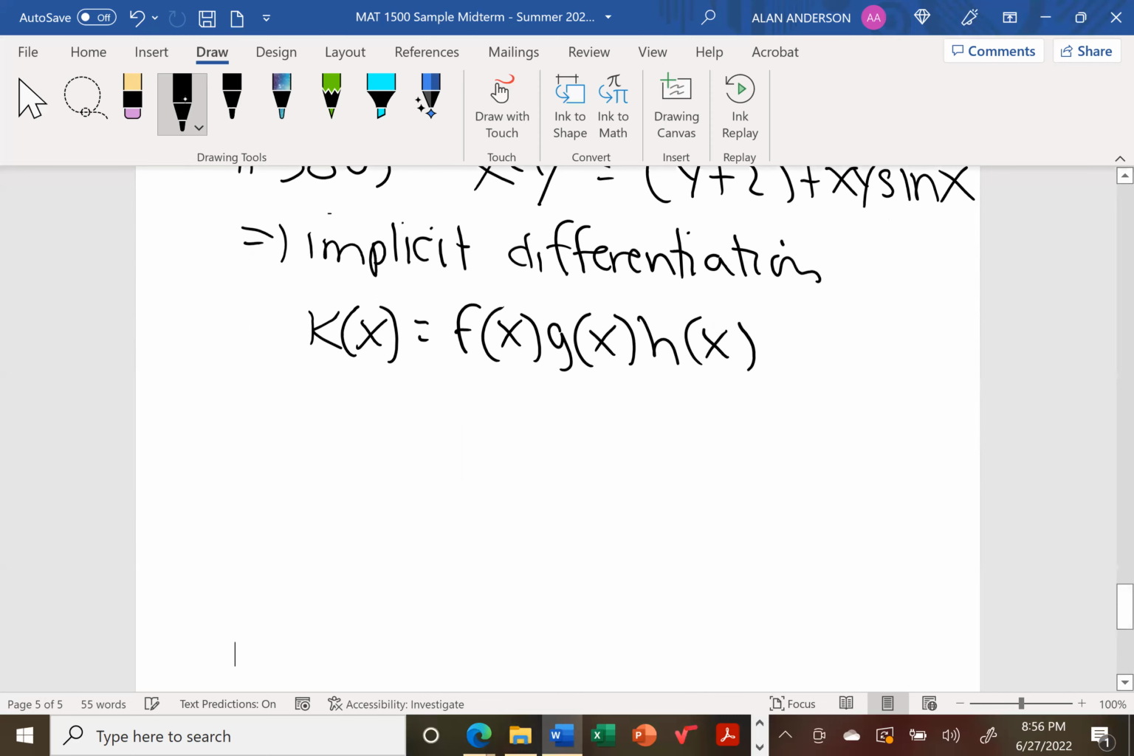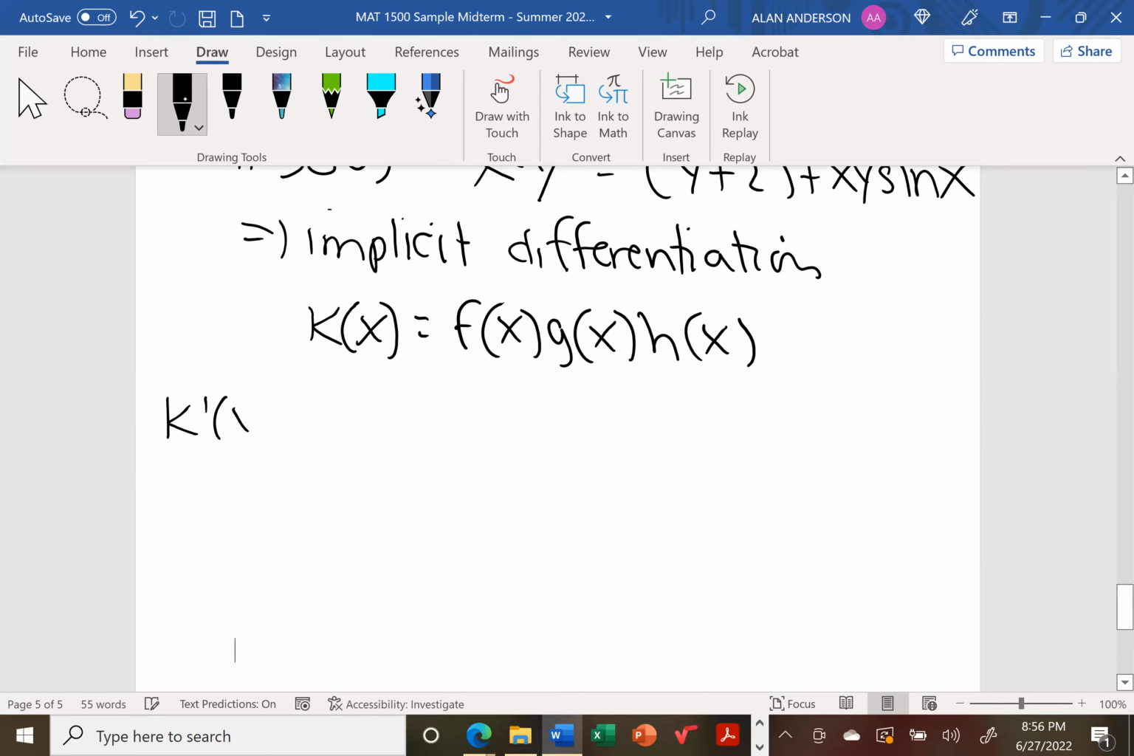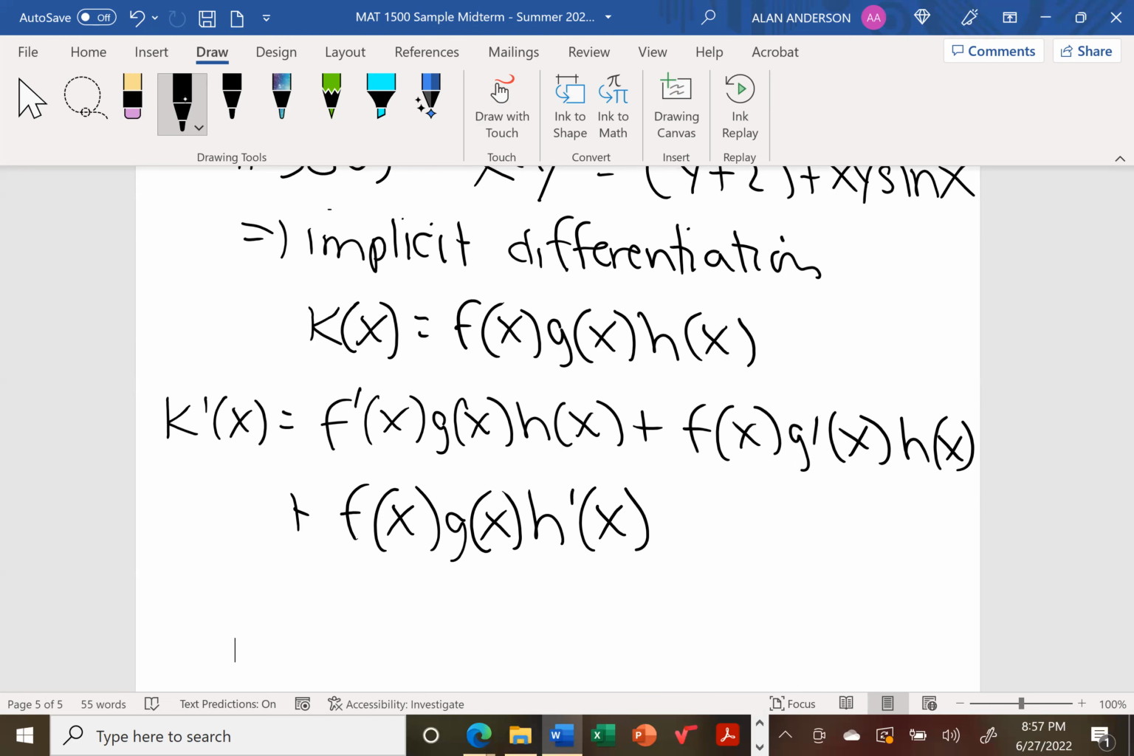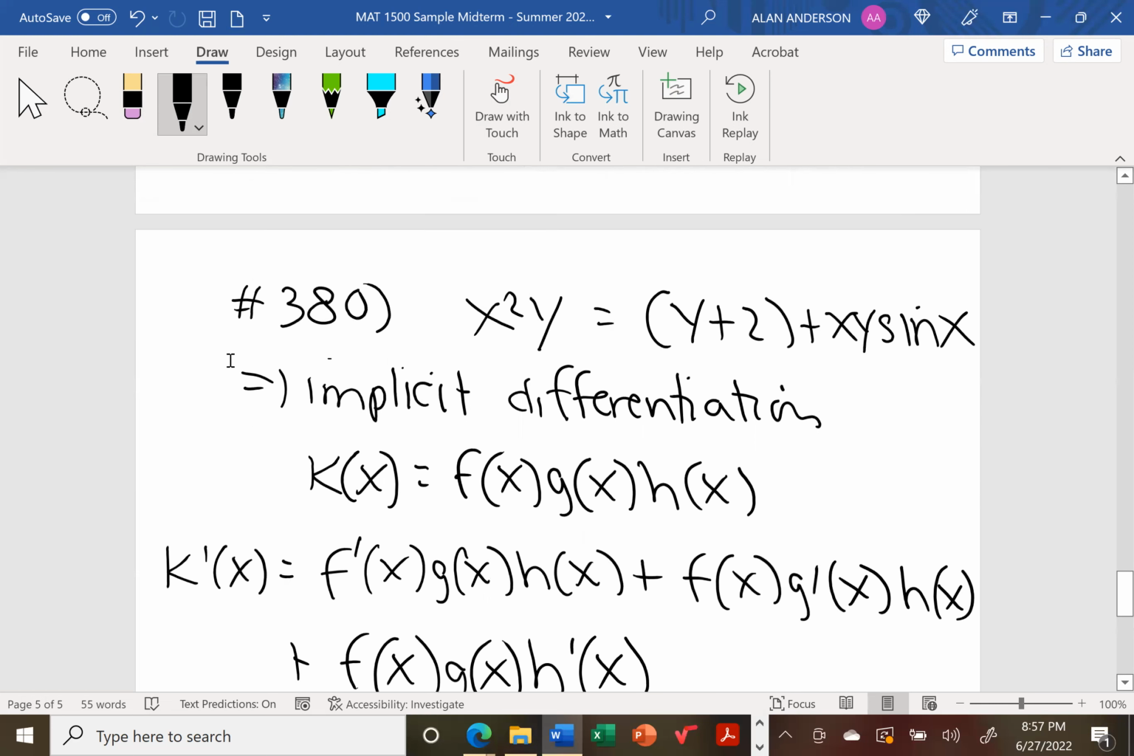And what happens is k prime of x consists of, we have first f prime of x, g of x, h of x, plus f of x, g prime of x, h of x. And then finally we have f of x, g of x, h prime of x. We're going to need that for this term right here because you're multiplying three terms together.